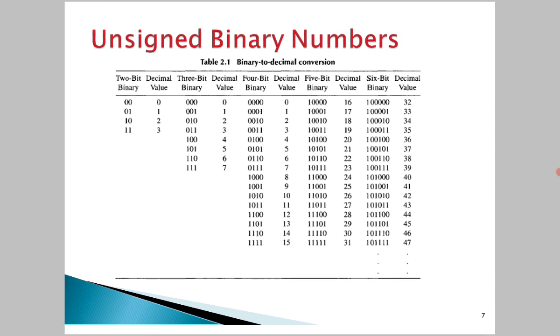Unsigned binary numbers. Every number has 2 types, signed and unsigned. Signed means it includes a sign, either positive or negative. Unsigned means only positive numbers.